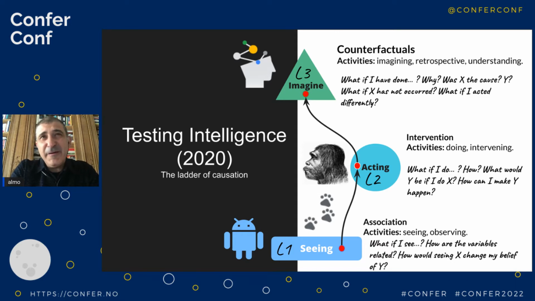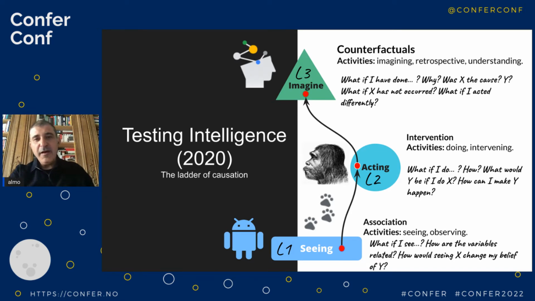But what makes humans intelligent, for some philosophers, is actually level 3, where we are able to imagine different situations. In this case, we are not observing anything real, and we cannot act on anything real, because this is the imagination level. But in some cases it is what makes us go beyond the existing situation and introduces what for many people is intelligence. We call this level counterfactuals. Here we are able to imagine things and reason retrospectively about what the alternatives of different situations could be. In particular, we are able to answer, what if I had done, why was X the cause of Y, what if X had not occurred, and things like that.